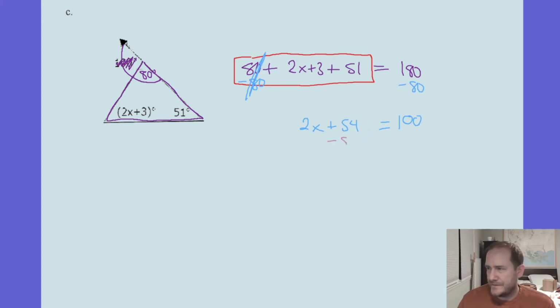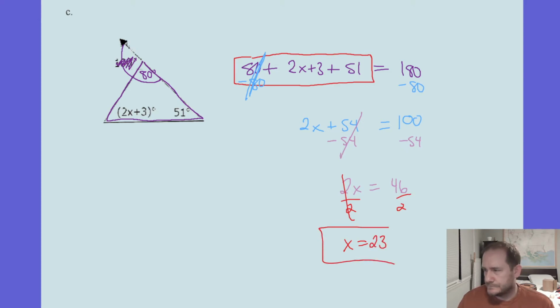So let's subtract 54. That cancels. You find that 2x equals 46. And then you divide by 2. So x is now equal to 23. And that's all she wrote for that one.